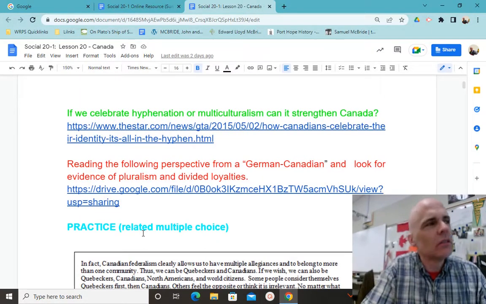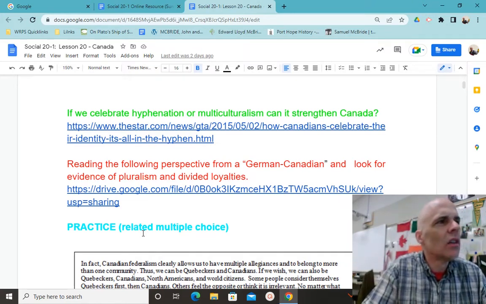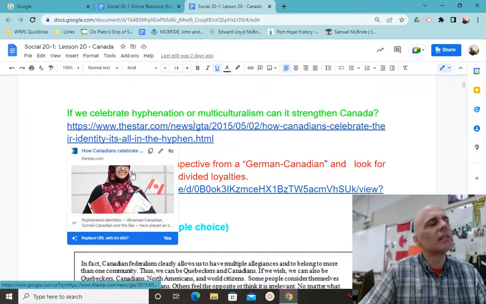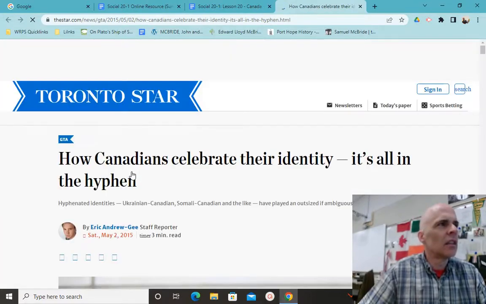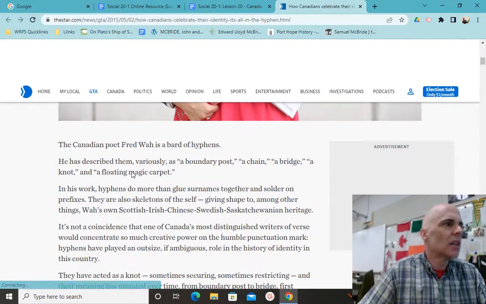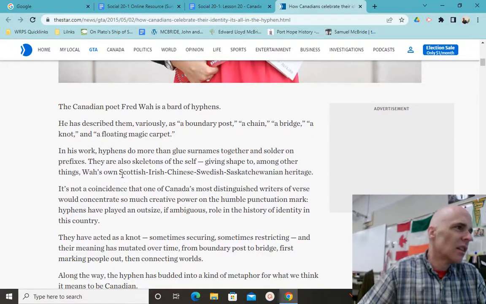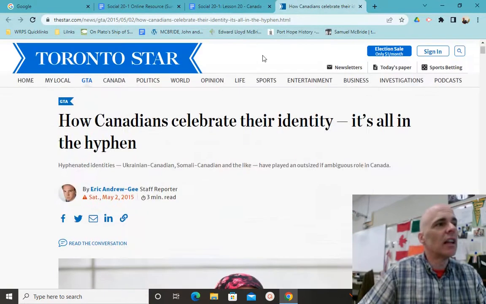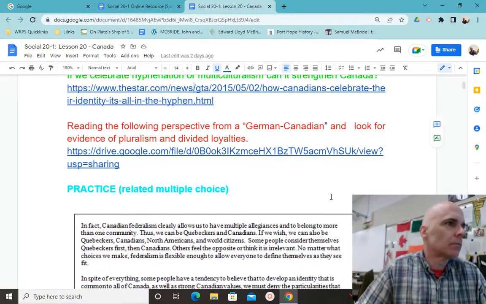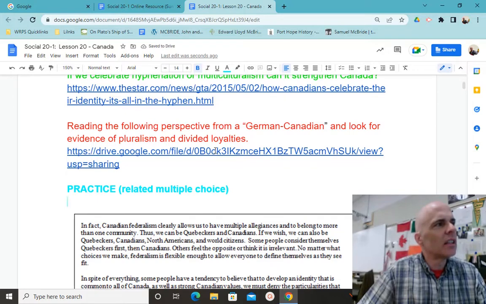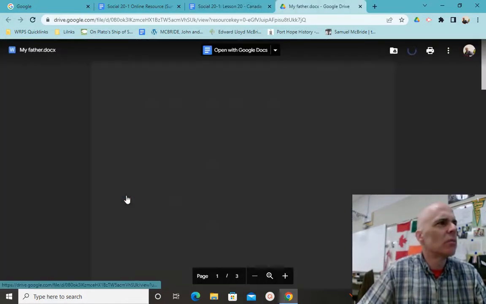If we celebrate hyphenation, so I'm not Canadian, I'm German Canadian or Irish Canadian, or multiculturalism, can it strengthen Canada? In order to uncover the answer to that, there's a link here that looks at some Canadian athletes and some great Canadians that have been recognized as great Canadians. And as they're being recognized, they also celebrate the hyphen, the idea that they are a Canadian that some might see as having divided loyalties, but others might say, you know what, I'm Scottish, Irish, Chinese, Swedish, and Saskatchewanian. That's just a fun word. Then there's a second article here for you to read from a friend of mine that is German Canadian, and it looks at the potential of divided loyalties for someone that is both German and Canadian.